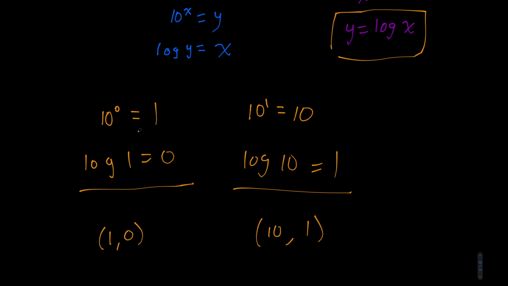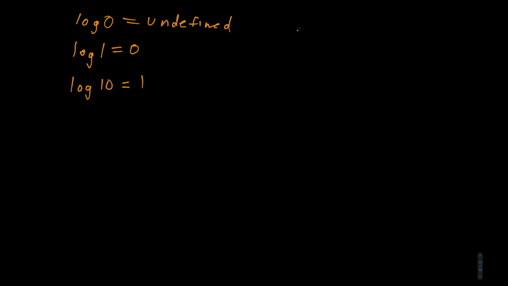If we know log of 1 is equal to 0 and log of 10 is equal to 1, we know that any log value in between is between 0 and 1. What is log of 0? Well, that's actually undefined. If you want 10 to the power of what is equal to 0, there is no power you can raise 10 to that would be equal to 0.